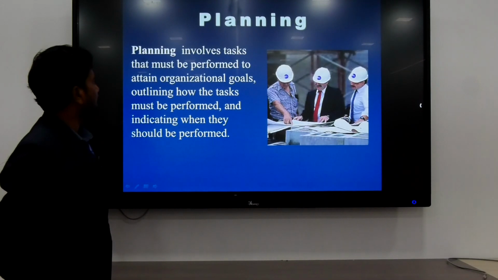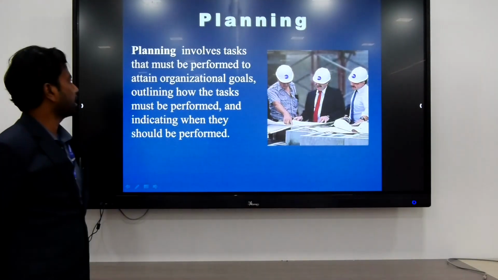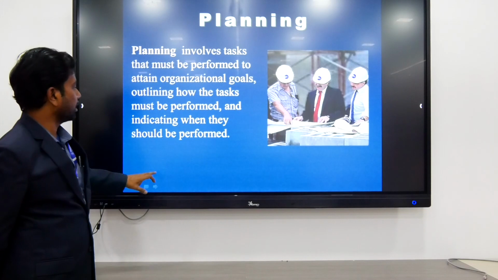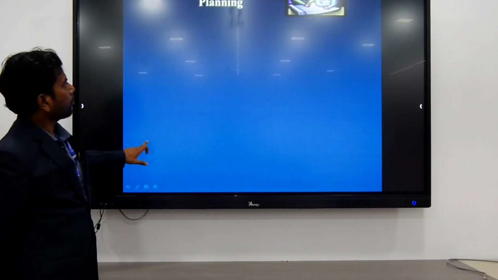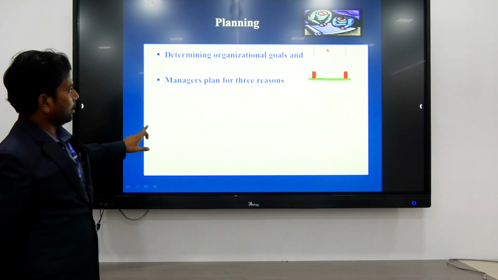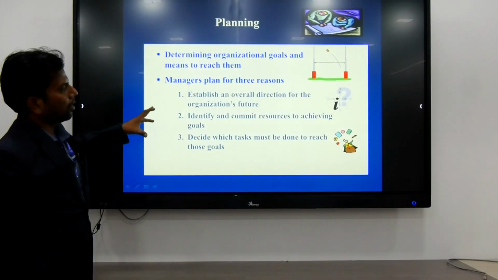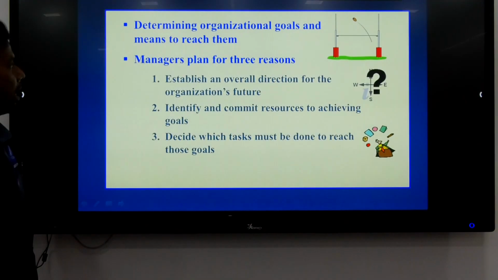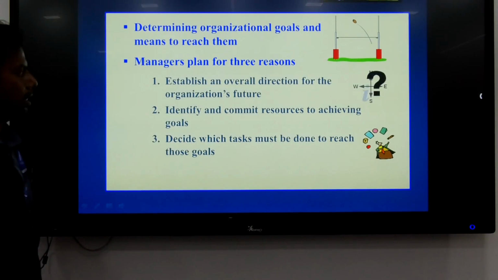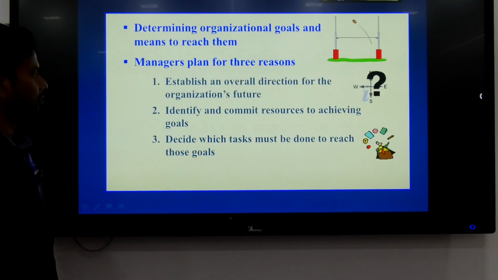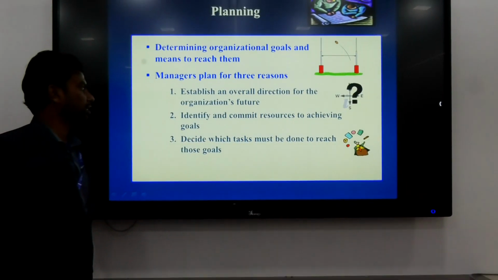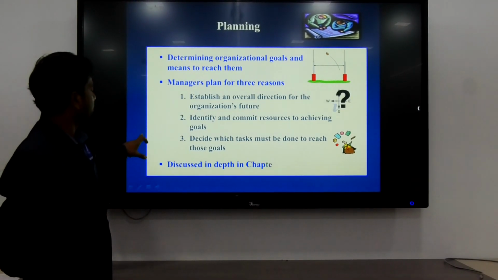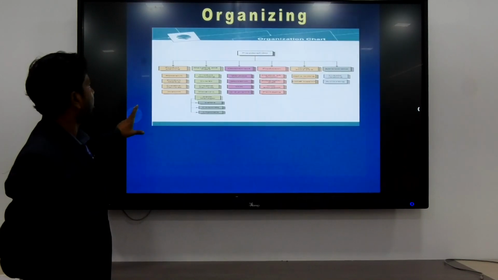So planning involves the tasks that must be performed to attain the organizational goals, outlining how the tasks must be performed and indicating when they should be performed. Now we will see the importance of planning. The main agenda of planning is determining the organizational goals, and managers plan for three reasons. One is to establish an overall direction for the organization's future, then identify and commit the resources to achieving the goals, then decide which tasks must be done to reach those goals.